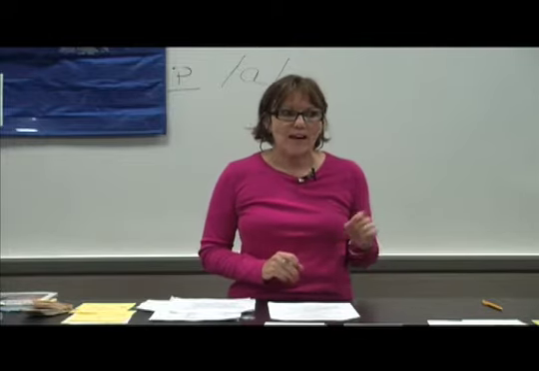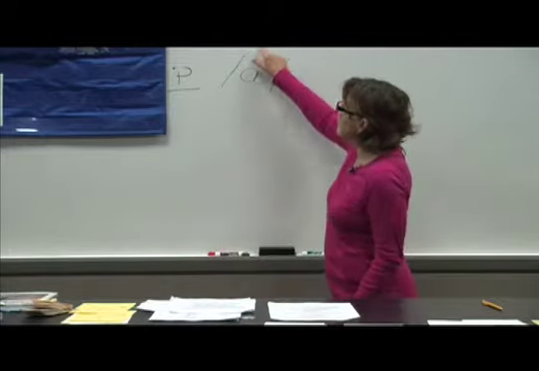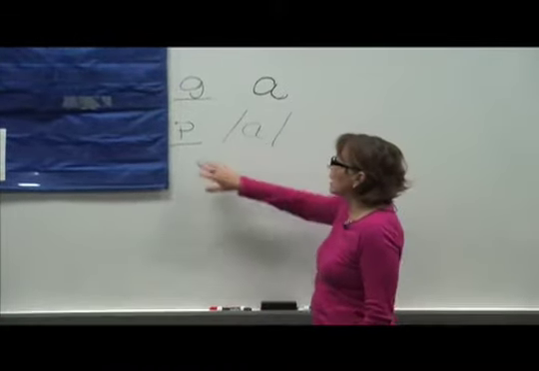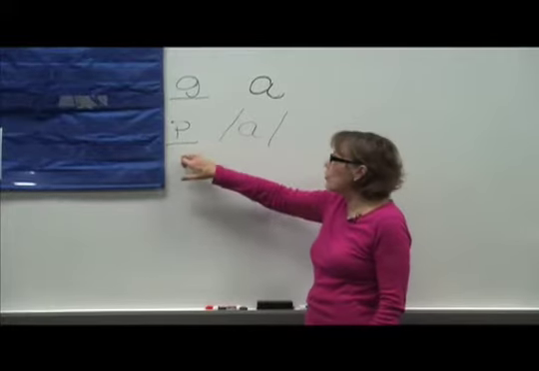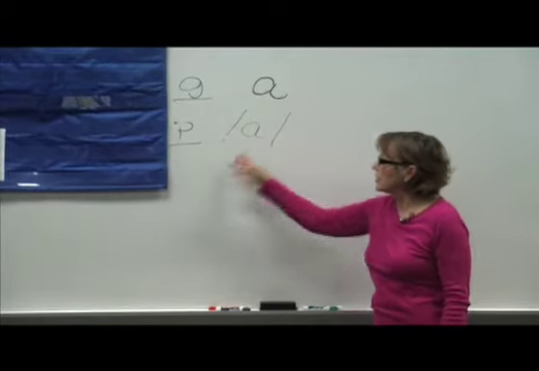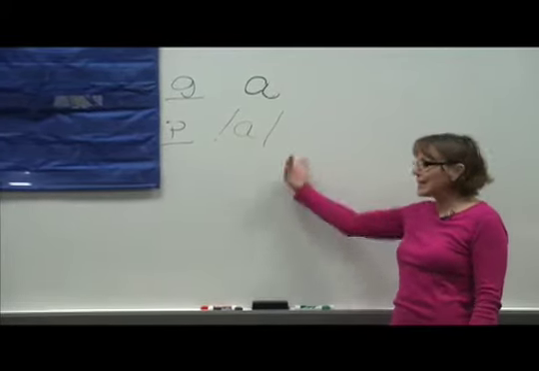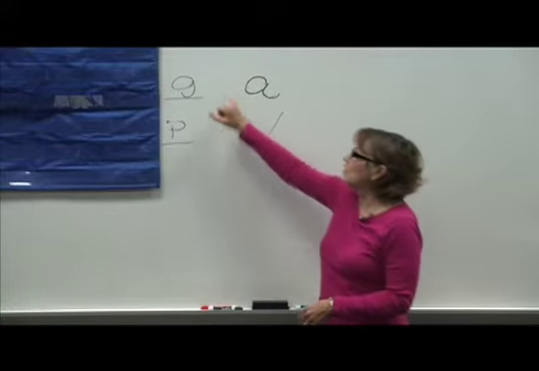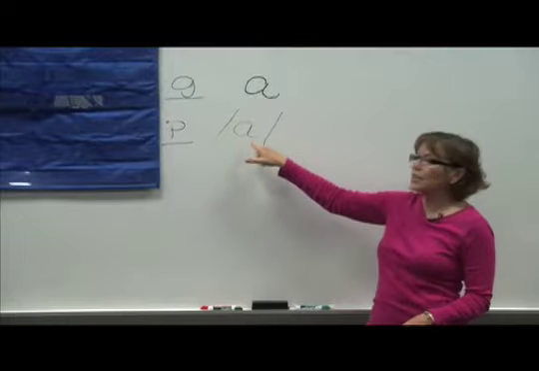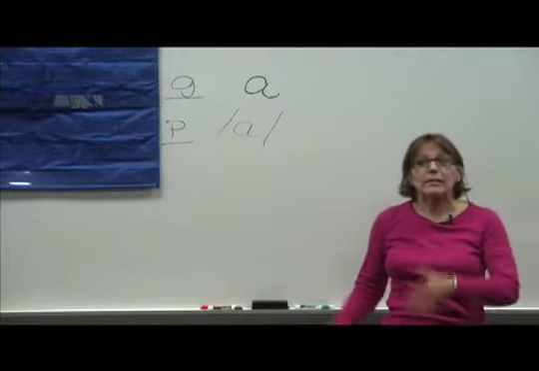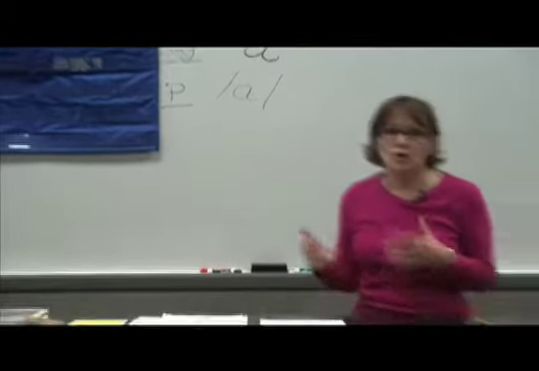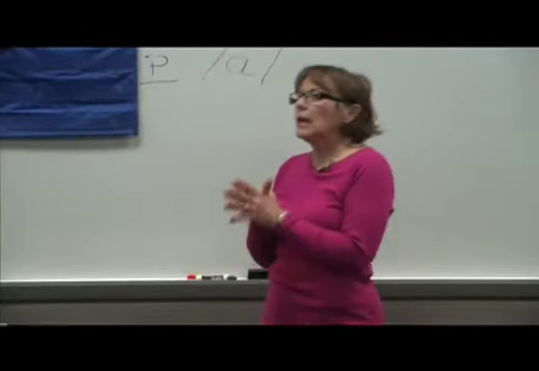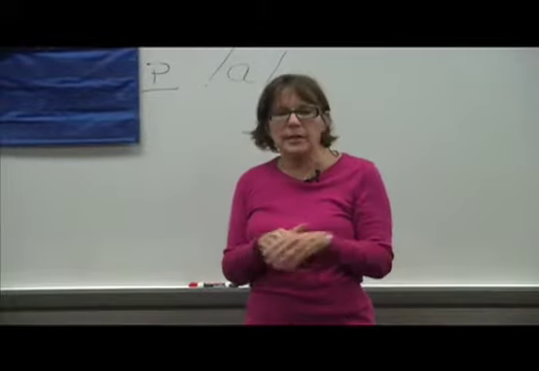One is called a grapheme. A grapheme is the letter A. It's the name of the letter. The other thing we have in our language is called a phoneme. And when you see a letter with slant sides next to it, that's indicating to you that they want you to produce the sound of that grapheme. So the sound of that letter A, in one sense, is what we call short. It's /a/.